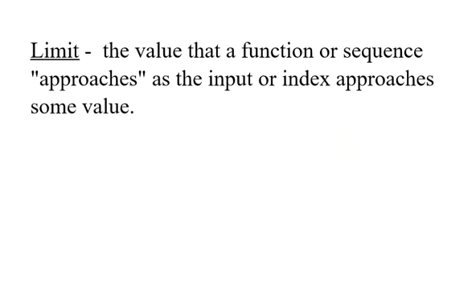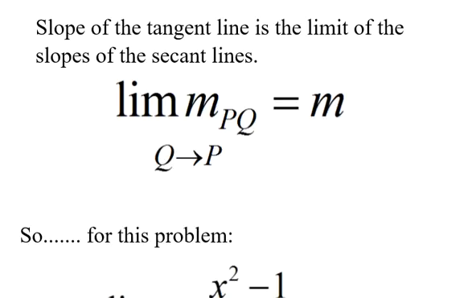All right, so this is what's called a limit, the value that a function or sequence approaches as the input or index approaches some value. And yes, in this case, the limit does exist. Thank you, Mean Girls. So the slope of a tangent line is the limit of the slopes of the secant lines. As I slide that second point for my secant line closer to the point of tangency, the closer it is to the tangent line slope.